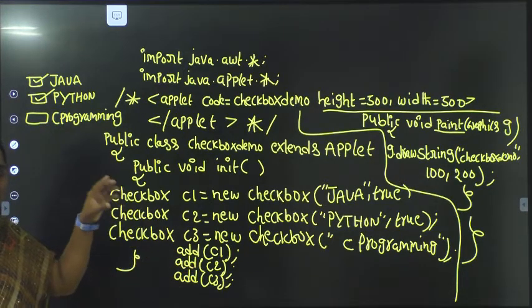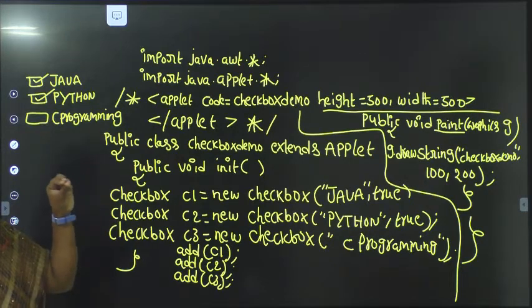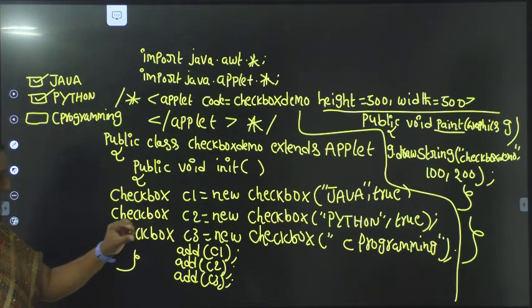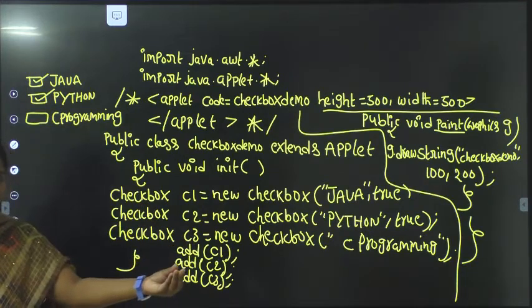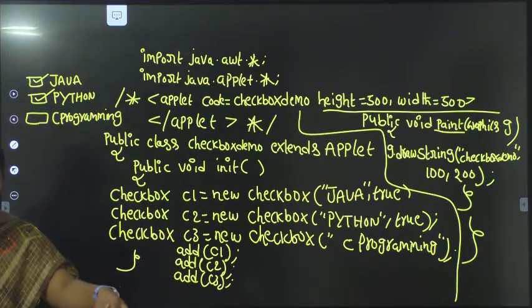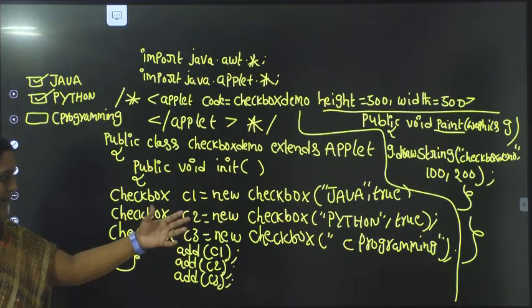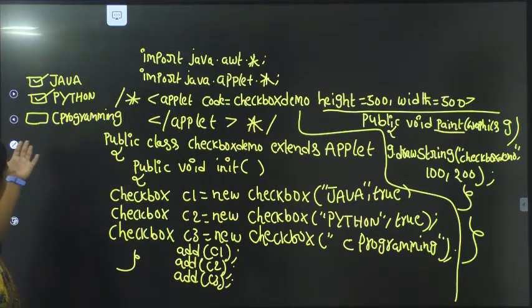Initially every checkbox state is false. So when we write C programming true, we have to pass one more argument. That argument is boolean. Boolean means either true or false. So we can pass a boolean argument, and then the C programming checkbox is also selected. So this is about the checkboxes concept.